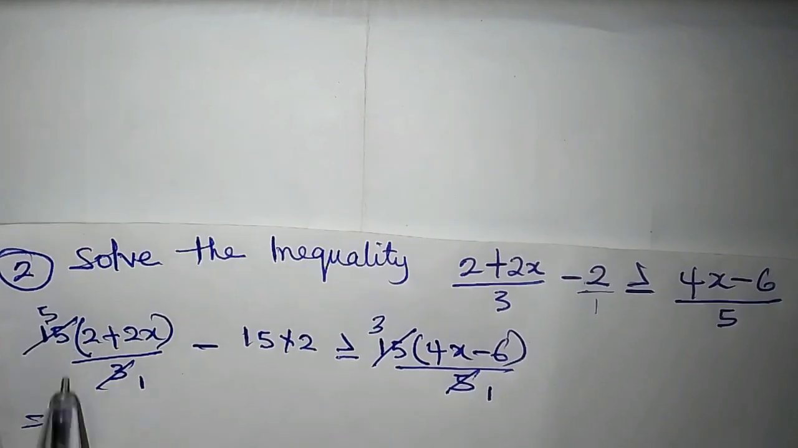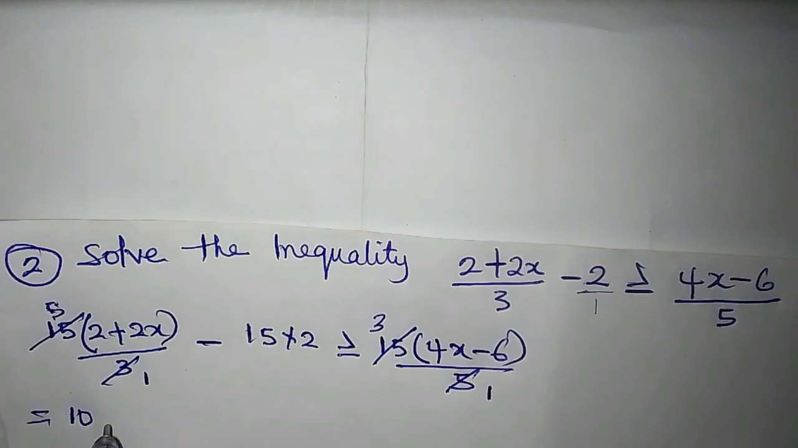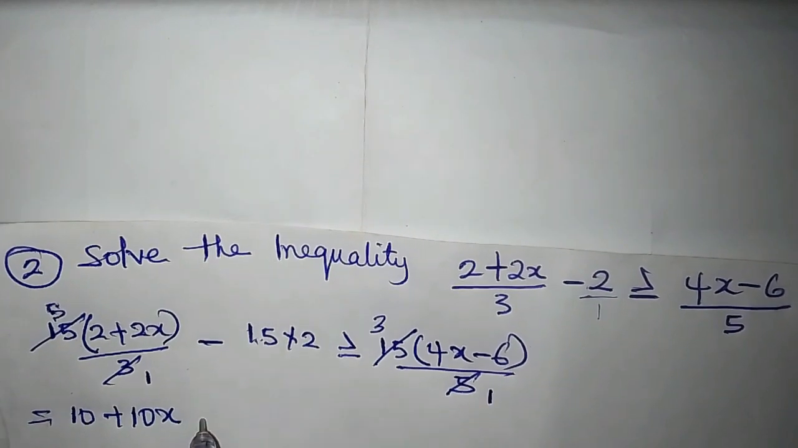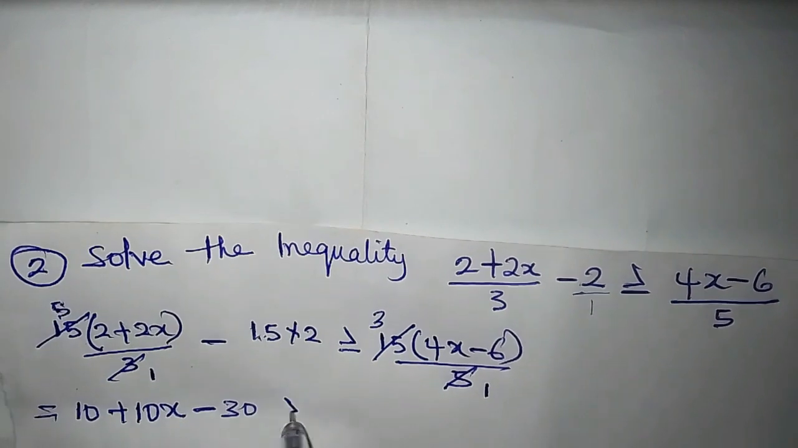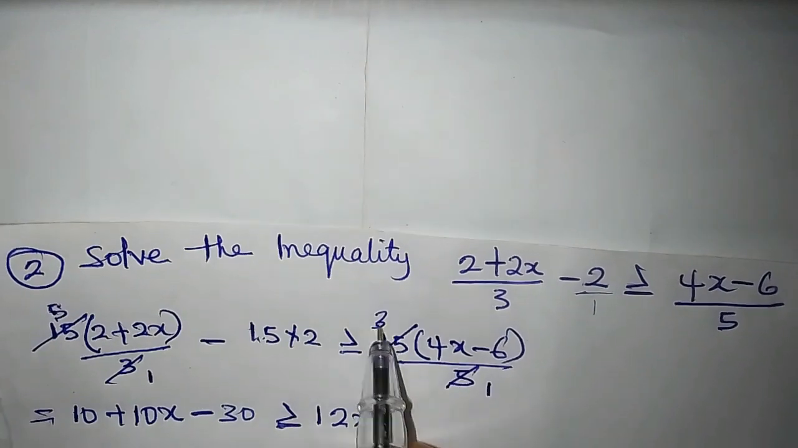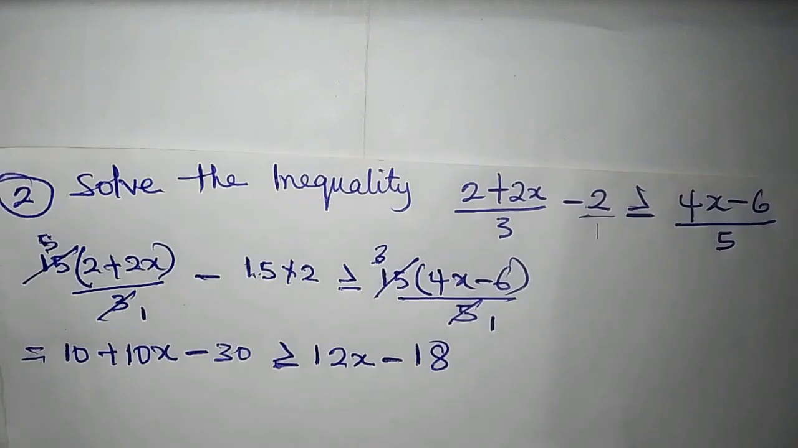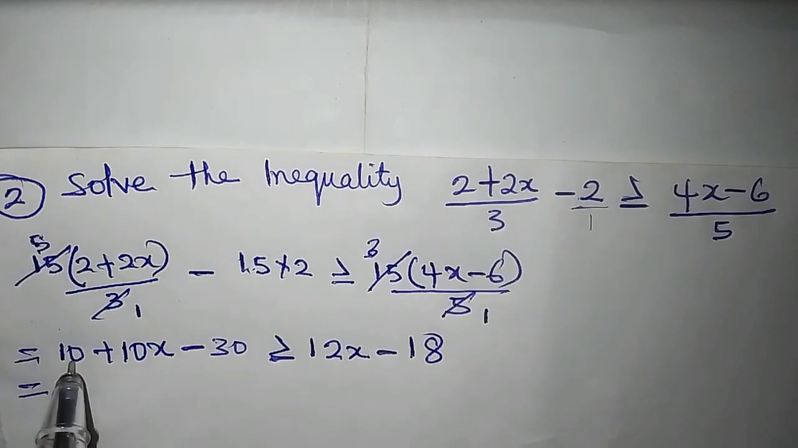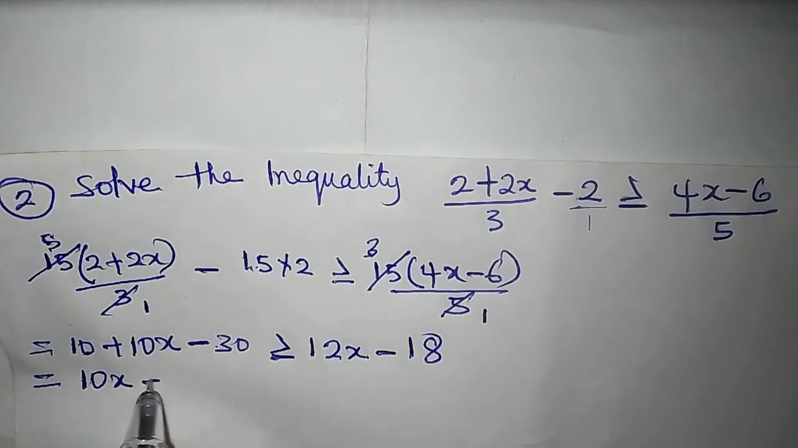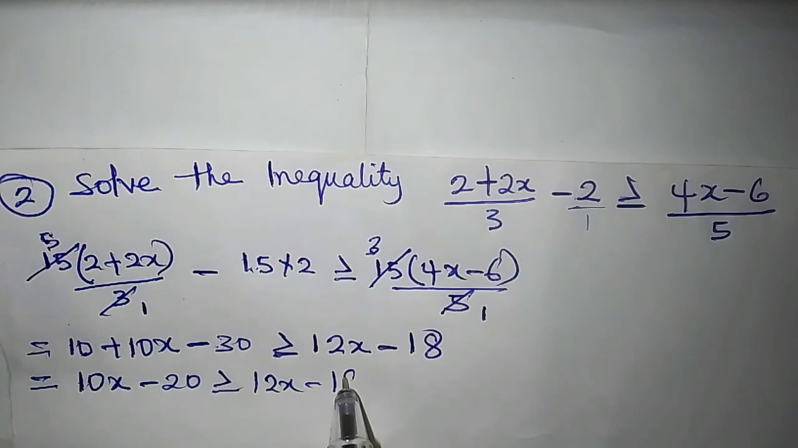We have this. 5 times 2 is 10. 5 times 2x is 10x. 15 times 2 is 30, minus 30, greater than or equal to 3 times 4x is 12x. 3 times minus 6 is minus 18. Okay, let's proceed. We have this 10x. 10 minus 30 is minus 20, greater than or equal to 12x minus 18.